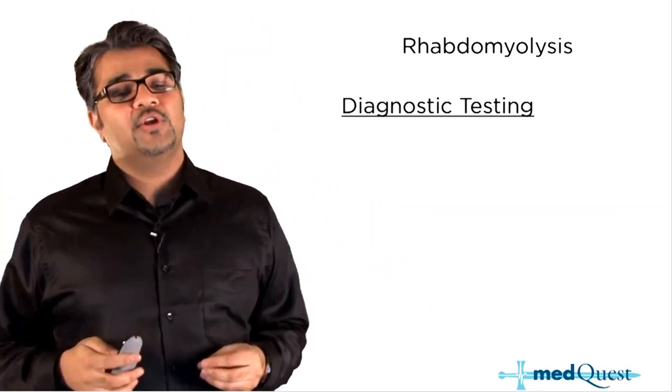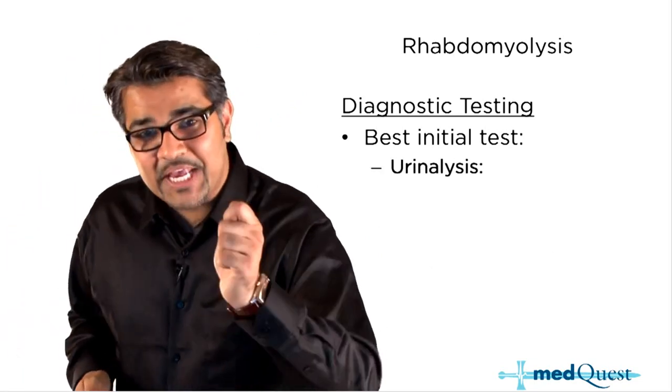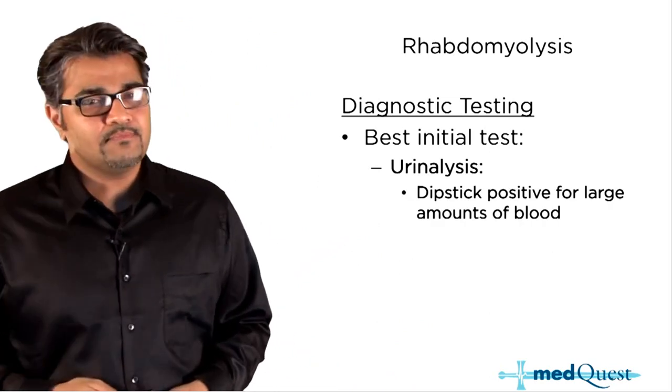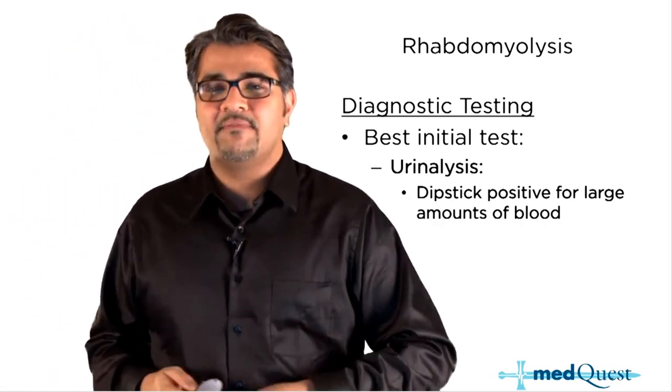So what are you going to look for? You're going to diagnose them by the best initial test being a urine analysis. Look at that. We're in nephro. We're going to do urine analysis. Who would have thought it? The dipstick is going to be positive for large amounts of blood.